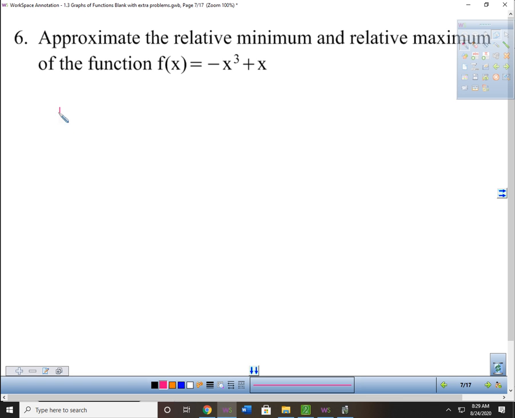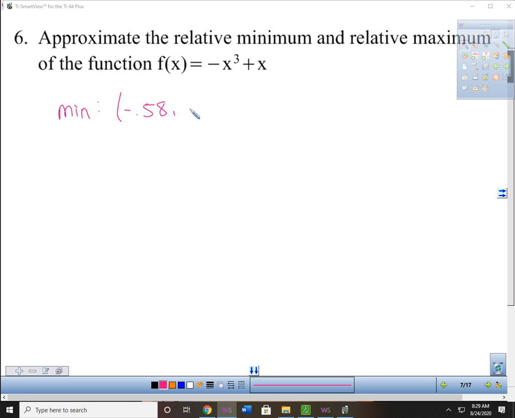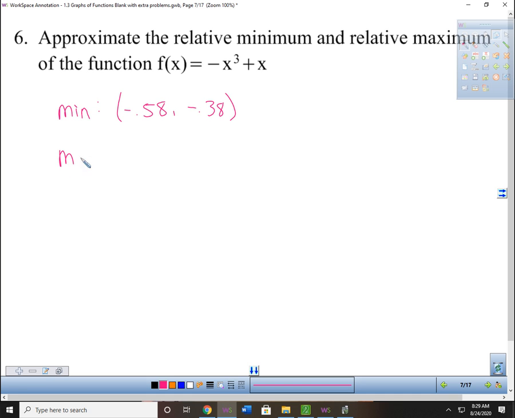So for your minimum, negative 0.58 and negative 0.38. All right, and then we also know we're going to have a maximum.